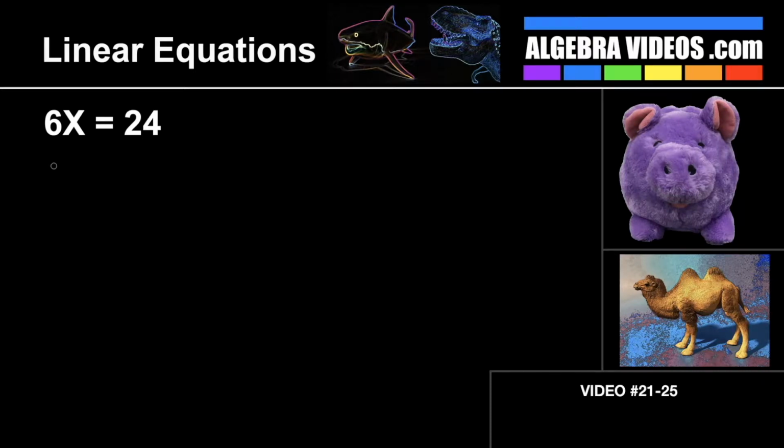Okay, 6x equals 24. How do we solve this problem? Well, there's two steps in algebra. There's two humps to get over. That's why I have Mr. Camel over here on the right side showing us the two humps. There's two humps. The first one is the words.